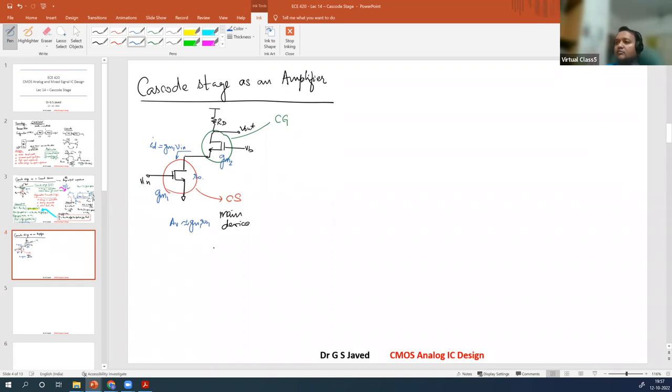What are the conditions now? How do you bias this circuit? How do you find out what to do? The easiest way is to allot this node as Vx, and let us find out how this Vx plays a role here. Why Vx? Vx is the input of the common gate stage, and it is the output of the common source stage. Right? Clear?